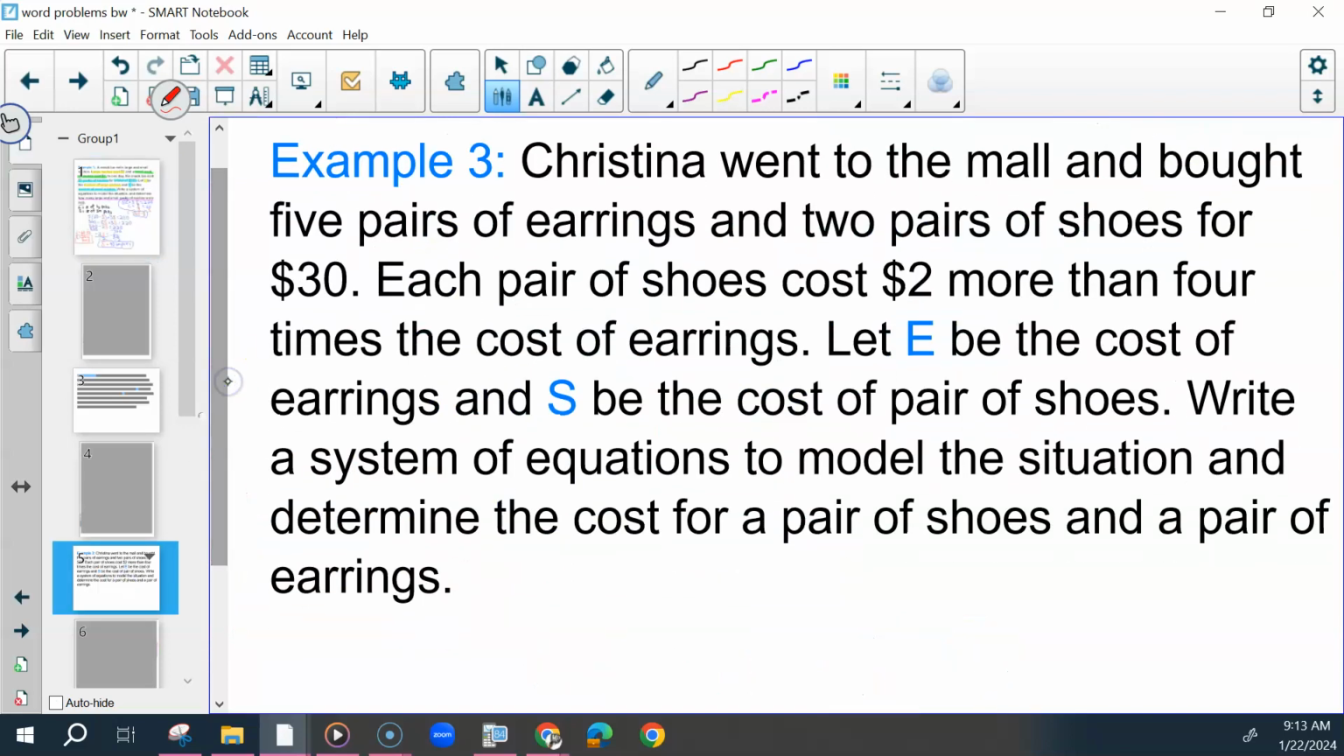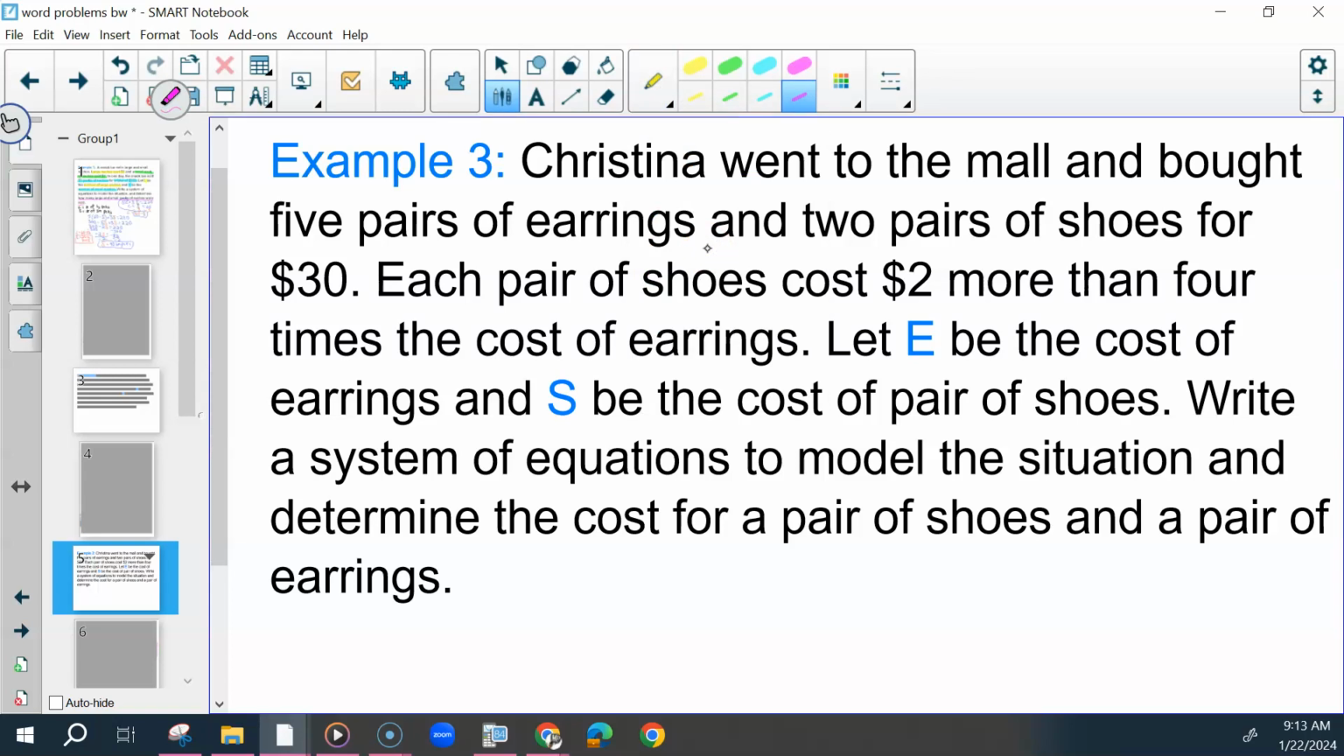Let's read this one together. For example 3, Christina went to the mall and bought 5 pairs of earrings and 2 pairs of shoes for $30. Each pair of shoes costs $2 more than 4 times the cost of earrings. Let E be the cost of earrings and S be the cost of a pair of shoes. Write and solve a system of equations to model the situation and determine the cost for a pair of shoes and a pair of earrings.